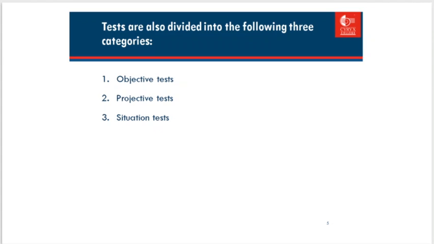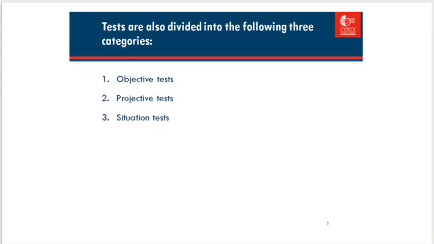Tests are also divided into the following three categories. First, objective tests. These tests measure neurotic tendencies, self-sufficiency, dominance, submission, and self-control. Second, projective tests. The candidate is asked to project his or her own interpretation into certain standard stimulus situations. The way he or she responds to these stimuli depends on his/her own values, motives, and personality.